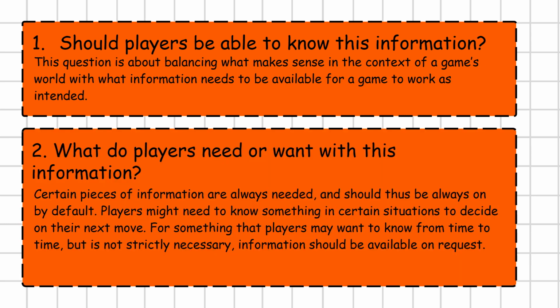Number 2. What do players need or want with this information? Certain pieces of information are always needed and should thus be always on by default. Examples could include things like score or time remaining in an arcade-style game. Players might need to know something in certain situations to decide on their next move. For something that players may want to know from time to time, but is not strictly necessary, information should be available on request.